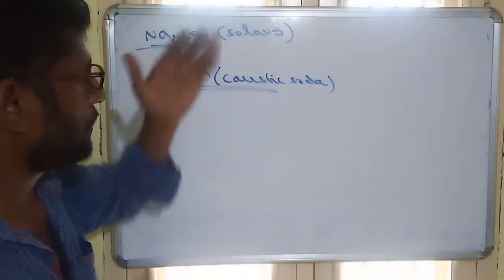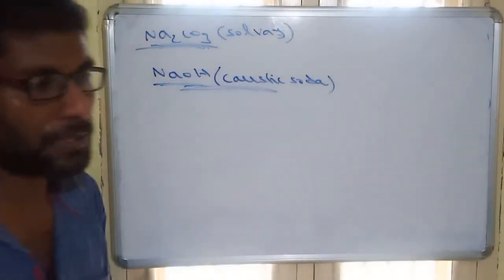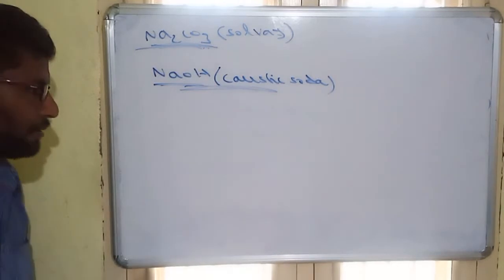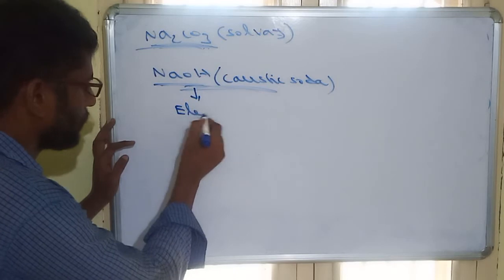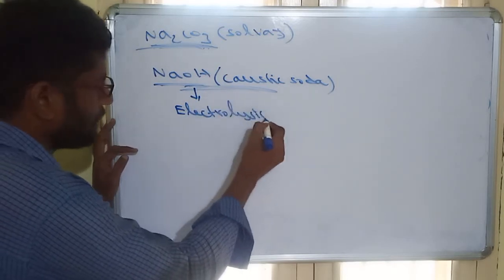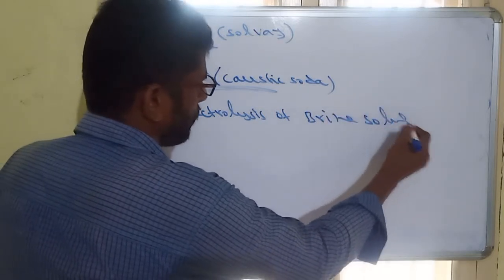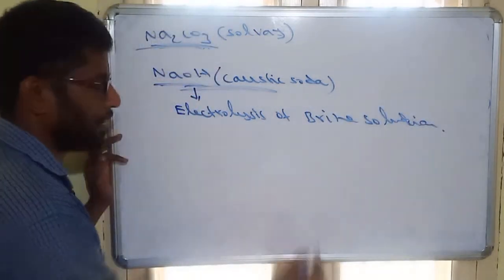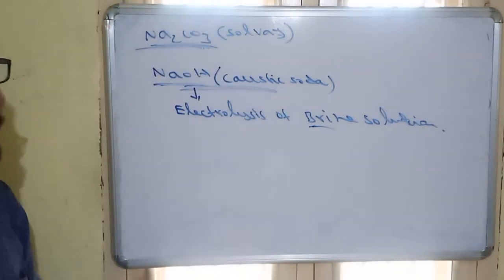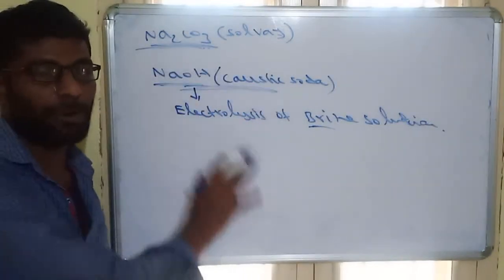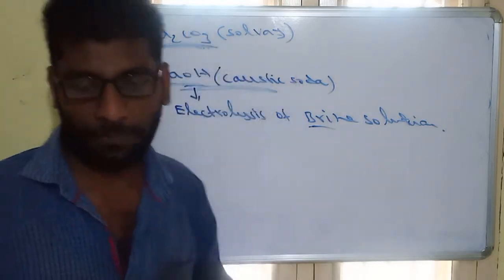Washing soda is prepared by the Solvay process, and caustic soda is prepared by electrolysis, mainly the electrolysis of brine solution, NaCl solution. NaCl solution on electrolysis gives NaOH. By the Solvay process we get sodium carbonate. The preparation properties are not given here, so we can practice them in the material. These two are important compounds in the first group elements.